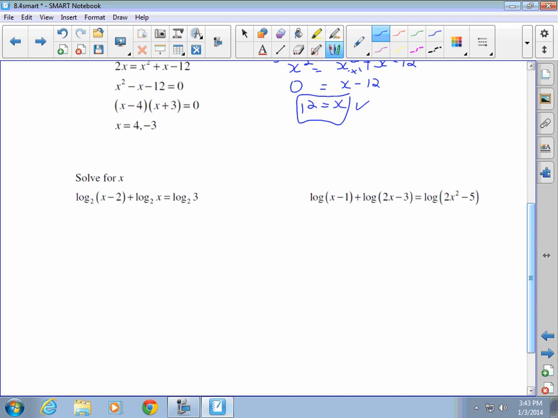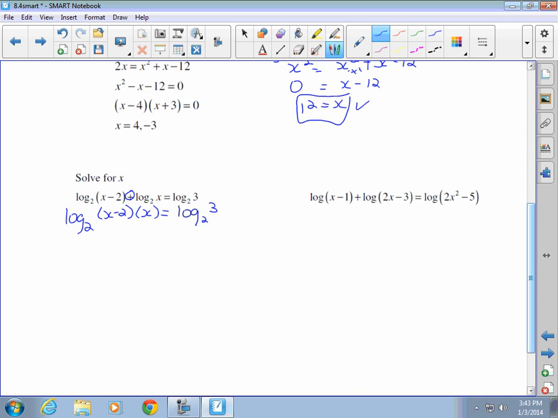Okay, so log base 2 of x minus 2 plus log base 2 of x is equal to log base 2 of 3. So these are all base 2 logs. That works okay. But I have this plus sign in here, so I need to simplify first. So this becomes log base 2 of x minus 2 times x is equal to log base 2 of 3.